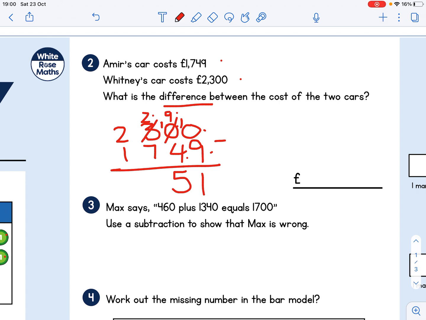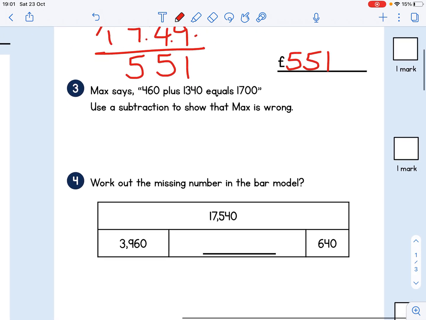Now we're on this column here, 2 take away 7. Again, we can't do using this method, using the column method, so we need to exchange again. We need to borrow here. So we take off 1 from here, it becomes 1, and we bring it over here, and we do 12 take away 7, which is 5. And then finally 1 take away 1 is 0. So our answer is 551. So £551.